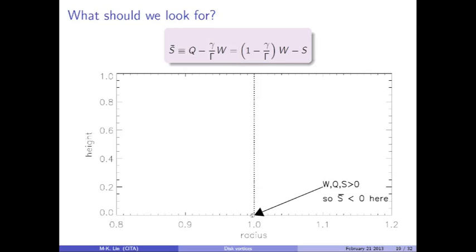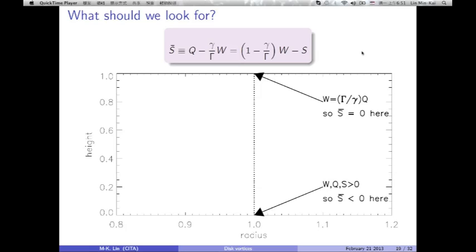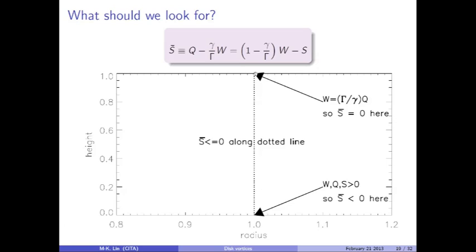Now it turns out that the upper disk boundary condition I'm using implies S bar is 0 at the top of the disk. So that means S bar goes from a negative number here to 0 up here. So the simplest thing is to say, well, S bar is probably negative or 0 along this dotted line here.